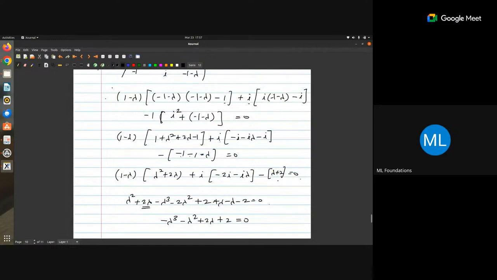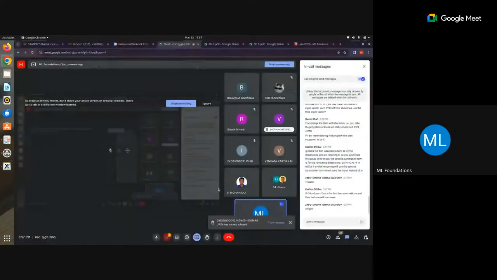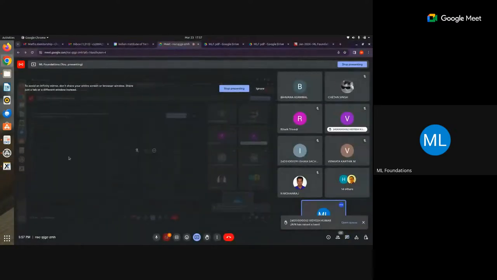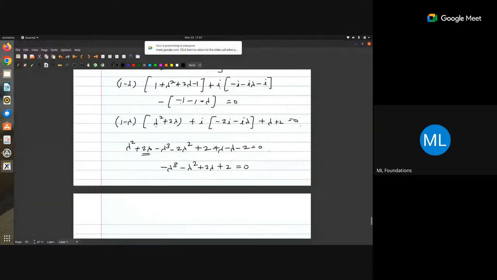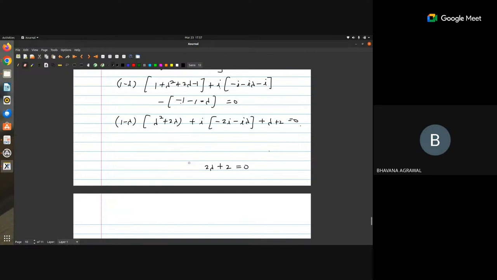Until this point it is fine. I don't think she will discuss it. Plus lambda plus 2. Okay, so can I interrupt? The second part is fine, this one. Okay, so do the calculation once more.